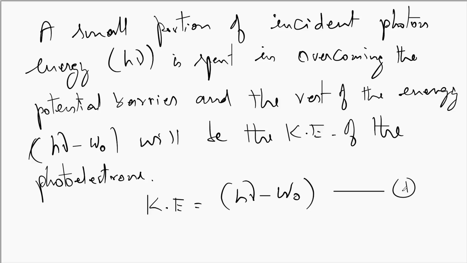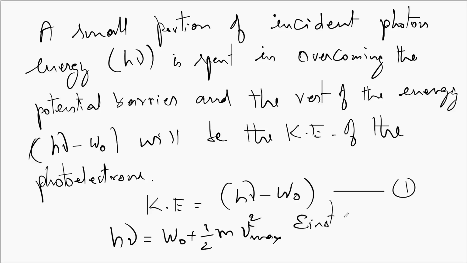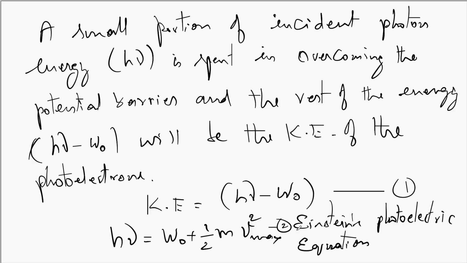By applying the conservation of energy, one can write h nu is equal to W0 plus half m v max squared, where m is the mass of the electron and v max is the maximum velocity the electrons can possess when light of frequency nu is incident on the metal piece. This equation is known as Einstein's photoelectric equation. We call this 2. Einstein's photoelectric equation explains all the features of the photoelectric effect.